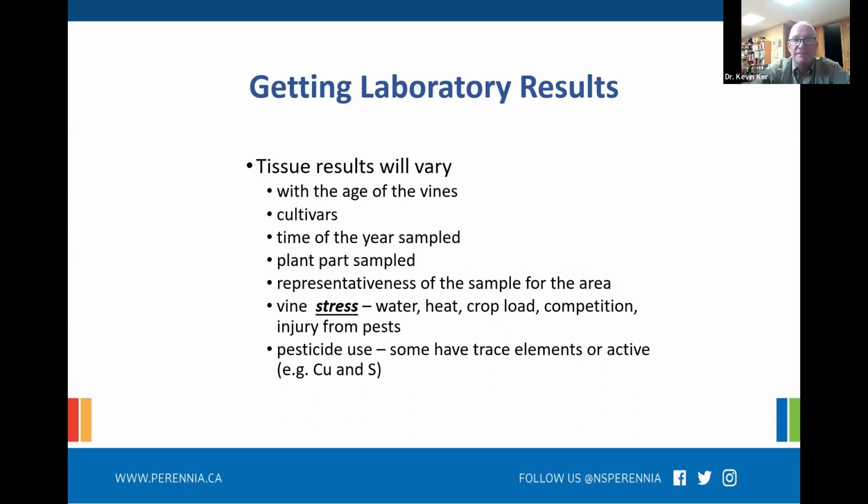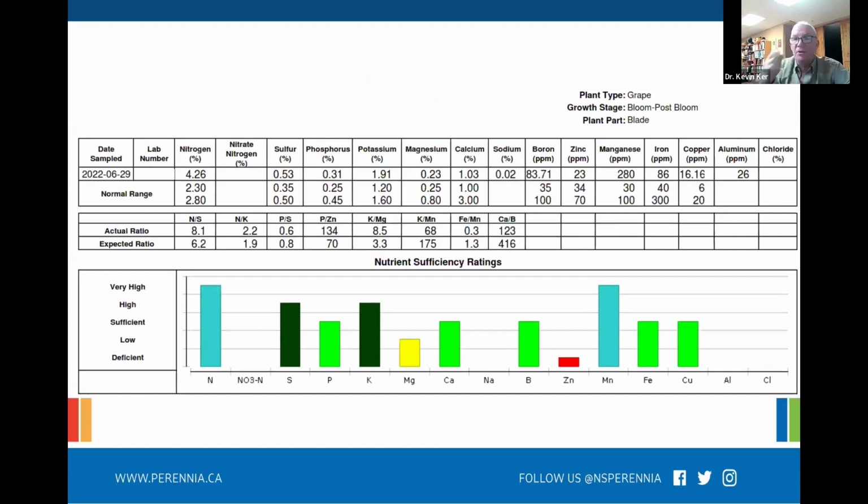This is an example of a laboratory sample that was done in the bloom, post-bloom phase. Nitrogen levels were quite high. If you go along and look, all of a sudden they're saying zinc is very low. Well, zinc is always very low in the bloom phase on most vines. They've given you a normal range if you look at the numbers and analyze them.